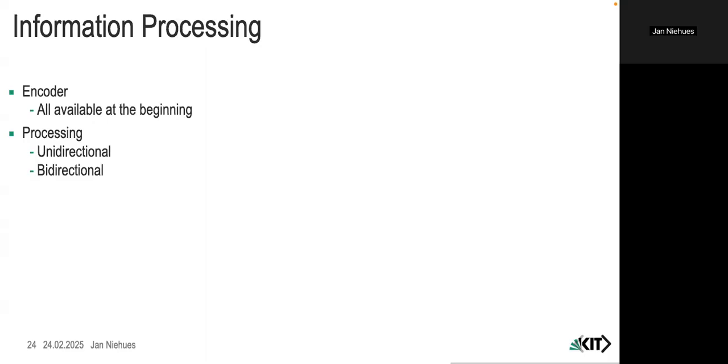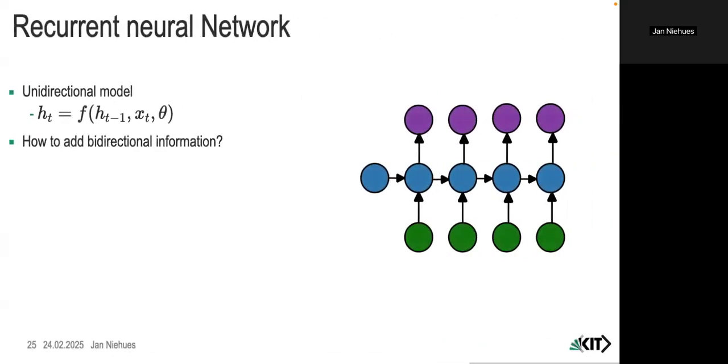And that's why people looked into whether we can do all the architectures with bidirectional processing. We saw that self-attention is automatically bidirectional, so it looks at both, but RNNs are only unidirectional. We saw that they depend only on the previous one. So can we somehow add bidirectional information to this type of network? Do you have any idea how that could be possible?